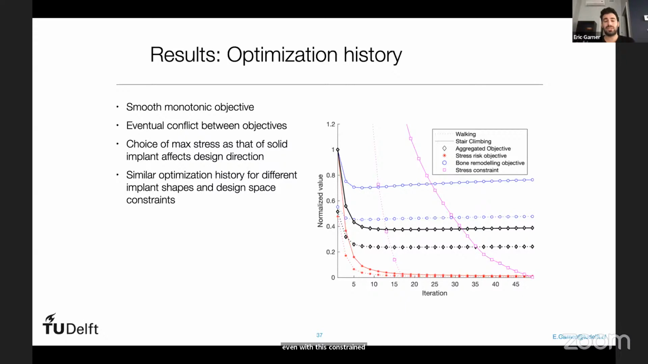Looking a little bit at the optimization history, we see here from the black line that we get a monotonically decreasing objective. It's very smooth, but we eventually do get some conflict between the two objectives because of the stress constraint, which is shown here in pink and is originally very much violated. So in order to handle this, the optimization algorithm eventually favors the stress objective over the bone remodeling objective, which is shown in blue and starts to increase after a few iterations.